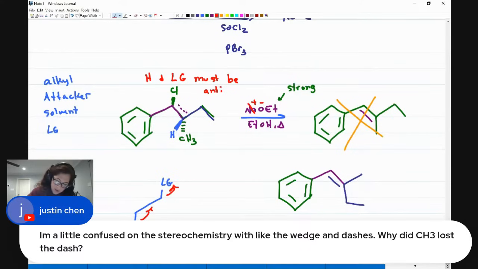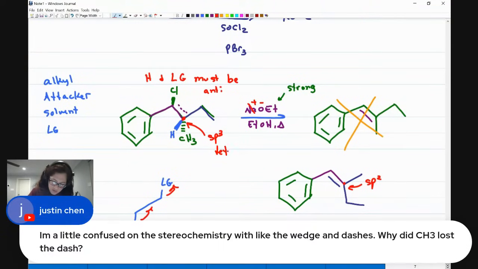What I'm looking at here is an sp3 carbon atom. sp3 means that the entire orientation around that carbon atom is tetrahedral. It's three-dimensional. Things are coming forward, things are going back. But when I make a pi bond, that same carbon, this one right here, is now sp2 hybridized. And an sp2 hybridized carbon is trigonal planar. It's flat.